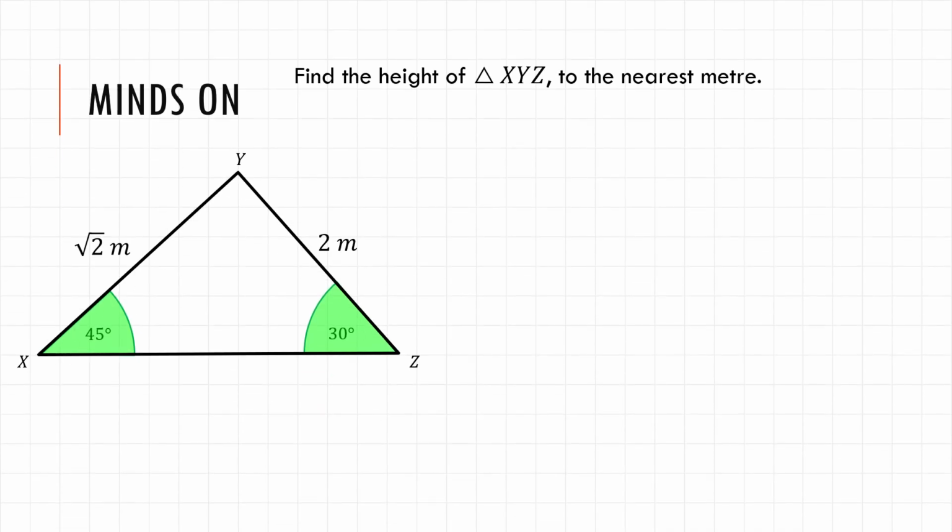To start off, I'll invite you to pause the video and see if you can find the height of triangle XYZ to the nearest meter. Well, in this triangle, the height represents a line going straight up to this point right there. We know that this line meets the bottom perpendicularly, and so we can create two right triangles, one over here and one over here. Those are the 90-degree angles where the height meets the base.